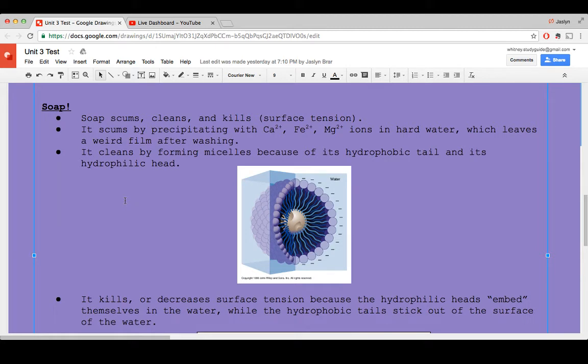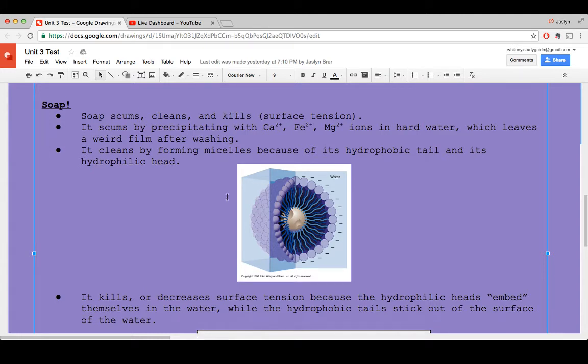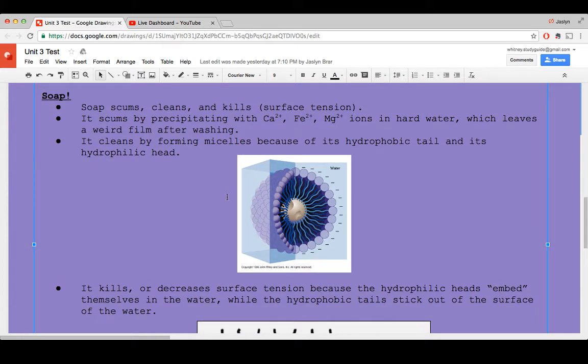So soap does three things that we discussed. It scums, cleans, and kills surface tension. It scums because it precipitates with calcium, iron, or magnesium ions that are present in hard water. That's what makes water hard water. This leaves a sort of film, like a precipitate, a solid that can cause problems because when you're trying to wash something and you have this film all over, it's not really clean.